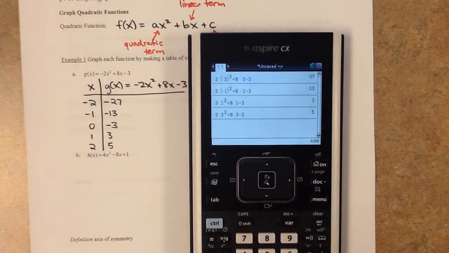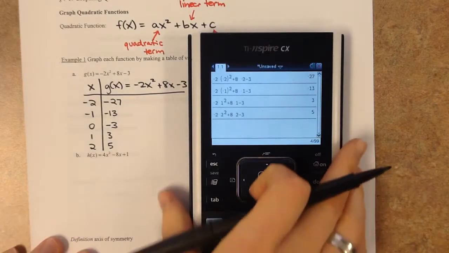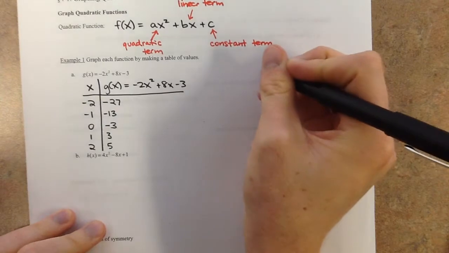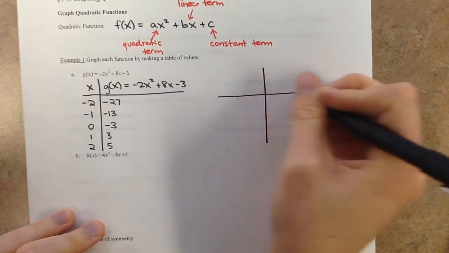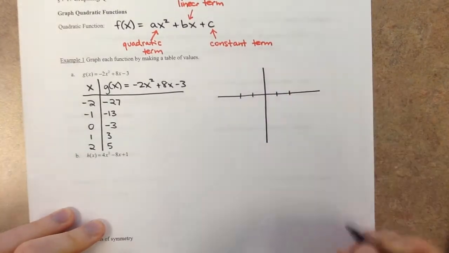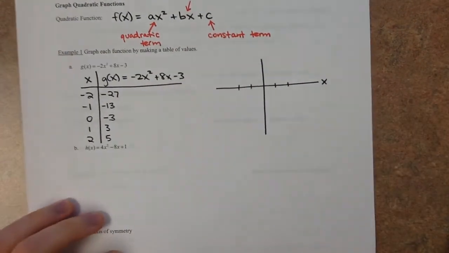Okay, so I am going to plot those values that I've got onto a graph. They asked us to graph each function. So we're going to set up coordinate points like this. So negative 2, positive 2 on my x-axis. Those are the values that I chose.